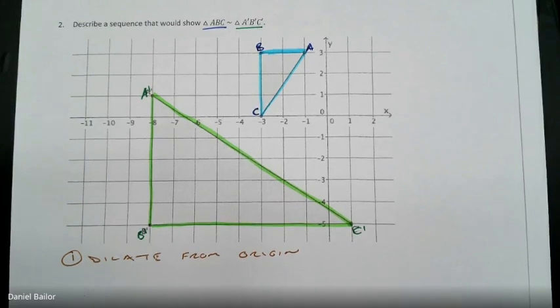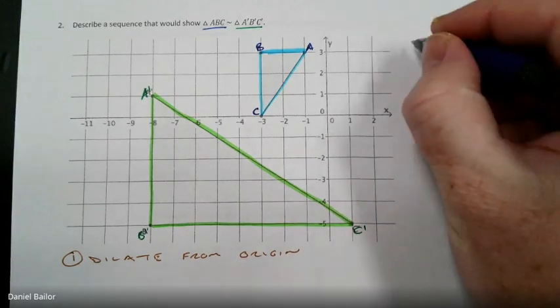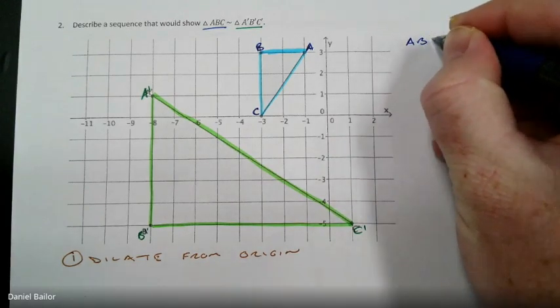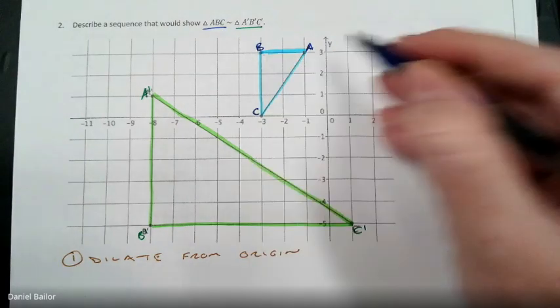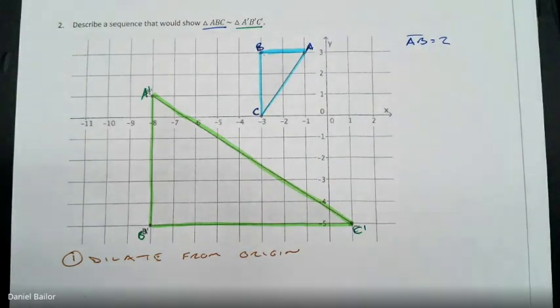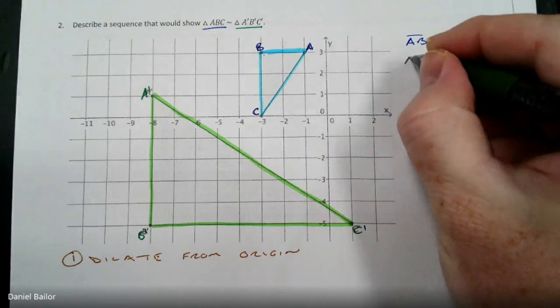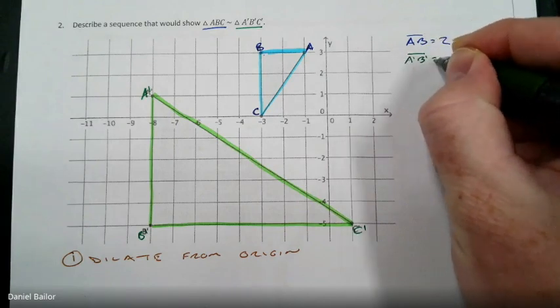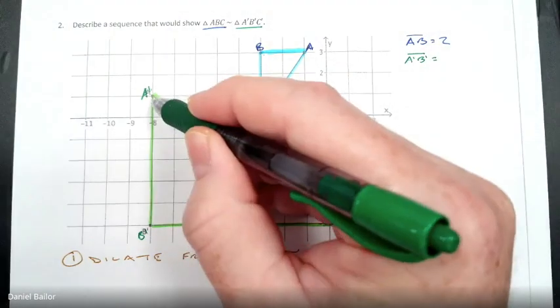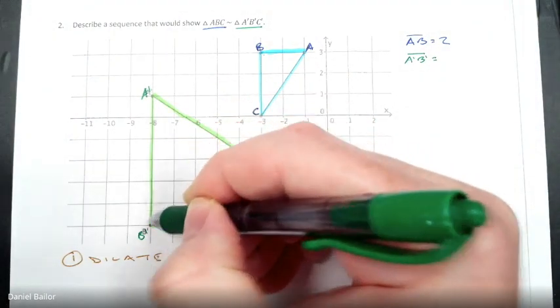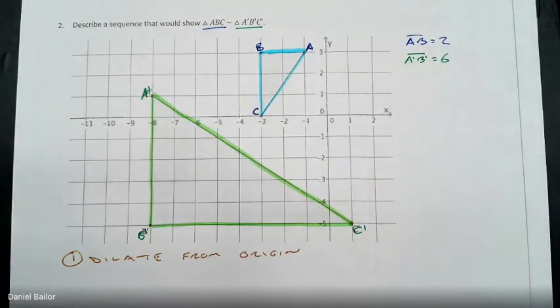But this is easy enough because we are on a graph and we can measure. So we know segment AB is 2 units. Segment A prime, B prime is this segment. So this segment was 2. This one is 1, 2, 3, 4, 5, 6. So that's 6 units.